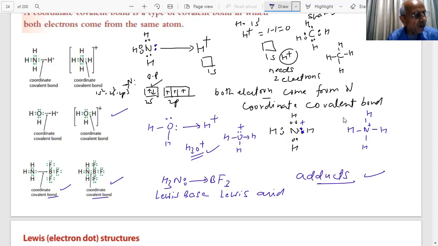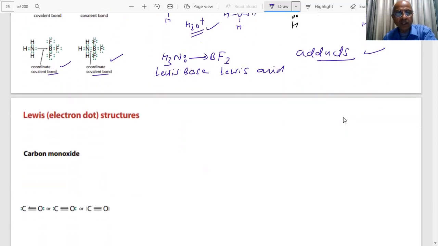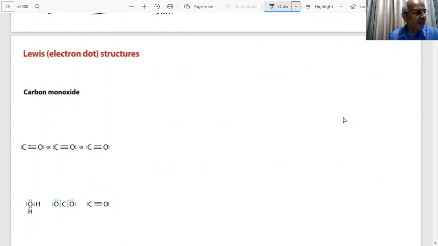Very important point. Very, very important point, students, that is how we form a coordinate covalent bond. So you should be familiar with all these, students. Okay. Questions are going to be asked on this because Lewis electron dot structures are very important. They will ask you questions on this, very, very important question.